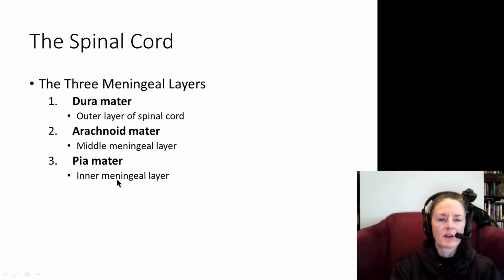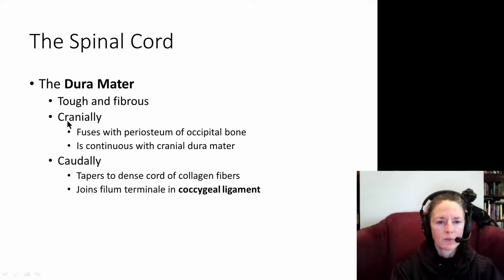All right, so we've already talked about the 3 layers of the meninges, and we know that cranially this is going to fuse with the periosteum of the occipital bone.